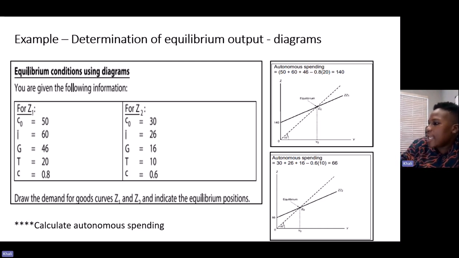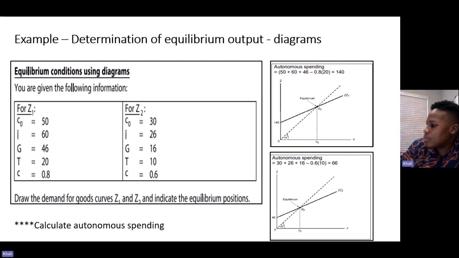So on your vertical axis, you put 140, you draw a line where the 45 degree line intersects your demand curve. That is your equilibrium point. I hope that's clear. You do the same for Z2. Z2, you can draw it as well.